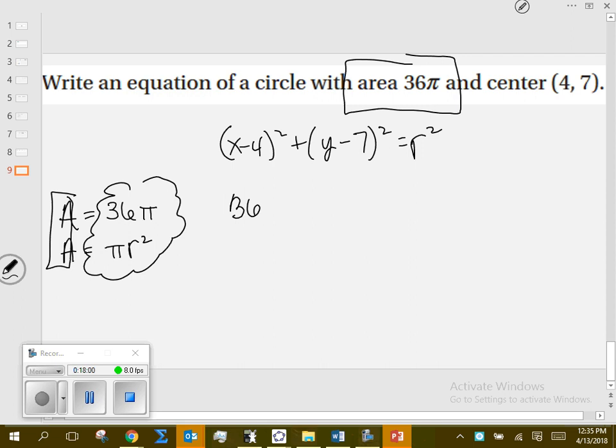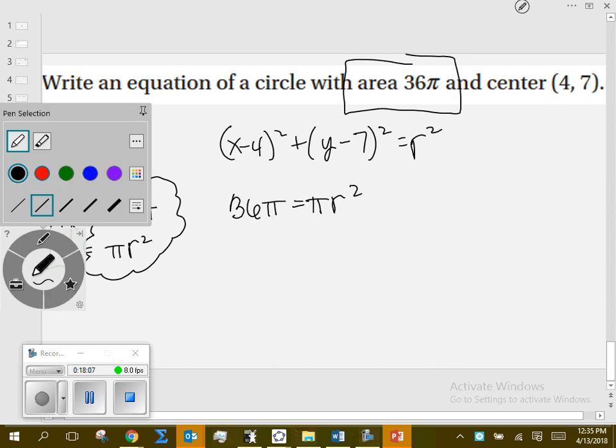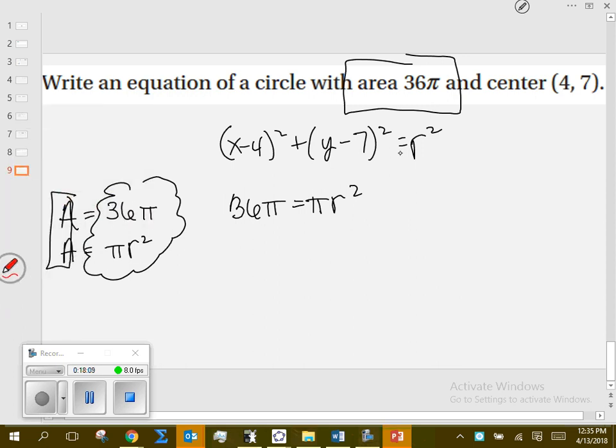That's right, so I get 36 pi is equal to pi r squared. Now, you could solve for r, but what goes in your formula up here? r squared. What's in this formula? r squared. So doesn't it make sense to solve for r squared down here? How do I do that? Yep, divide by pi. Divide by pi, they cancel. r squared is 36. So now we have that equation.